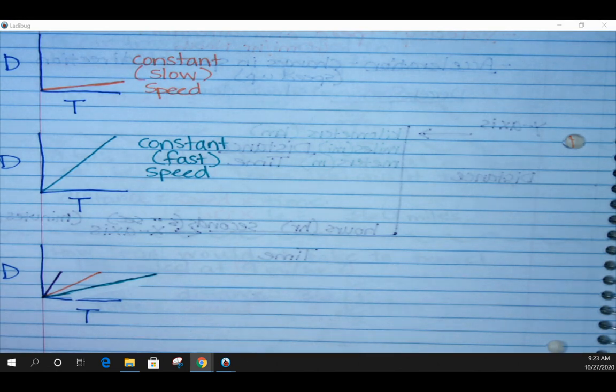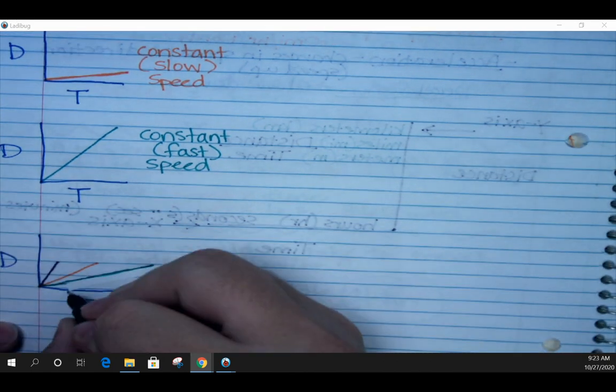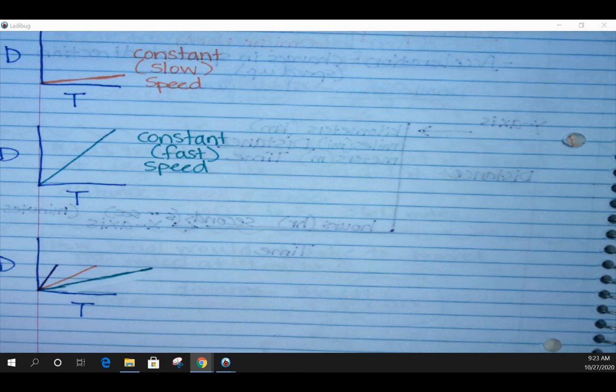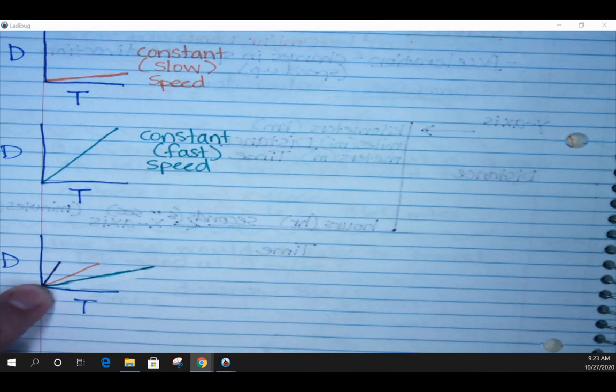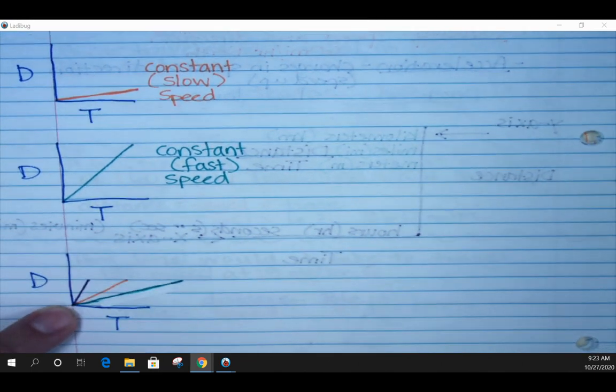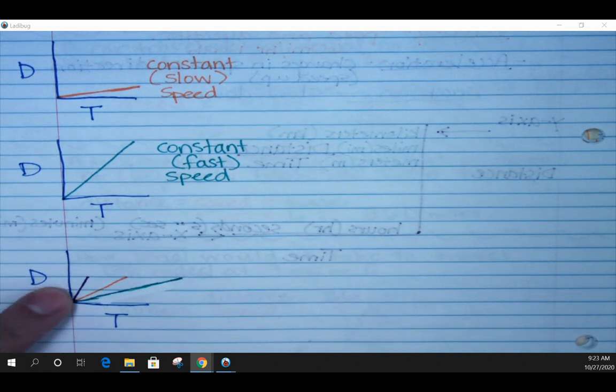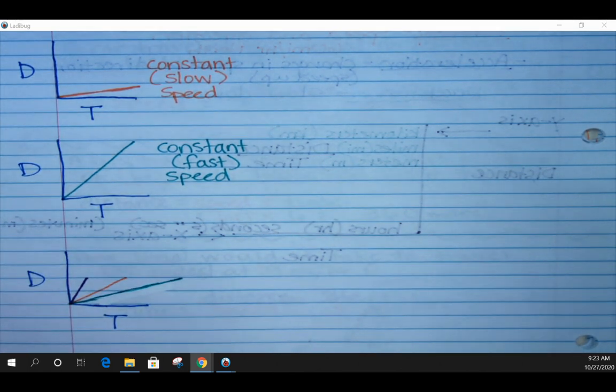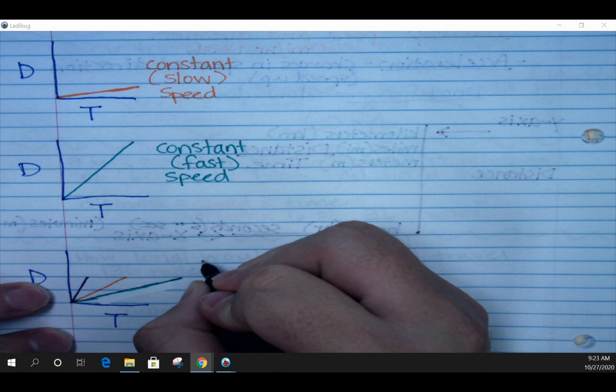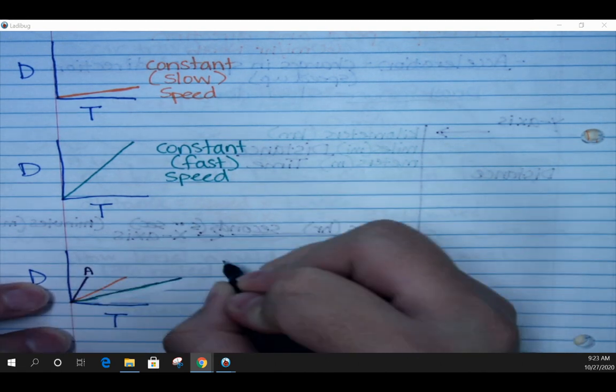Which one's the fastest? I should see hands up everywhere. We should know. Which one's the fastest, Jocelyn? The middle one. The middle one's the fastest? Are you sure? The purple one is. Look how steep it is. Let's call that line A.